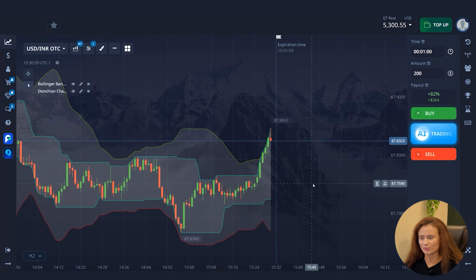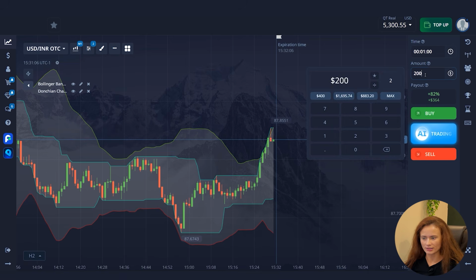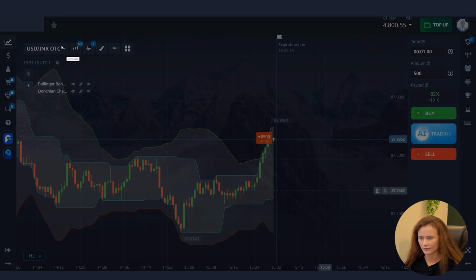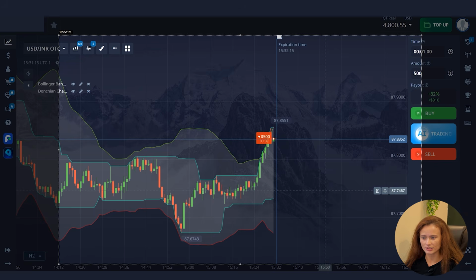Found an interesting situation where you can open a trade. So let's do it and analyze it in more detail. Trading time I use 1 minute and I will start with $500. My forecast, the price will go down, so I press the red button to open a trade. And now let's analyze it in more detail.